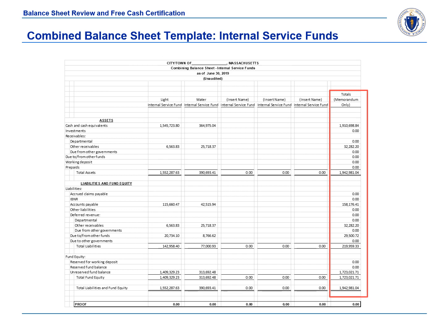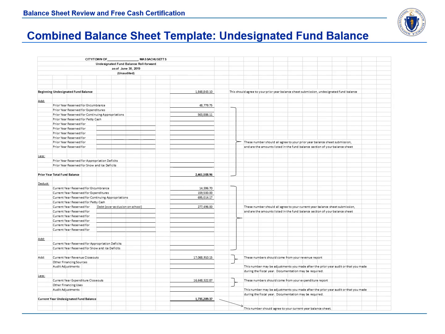This is an example of the Internal Service Fund Combining Balance Sheet. The total column for this balance sheet must carry forward to the combined balance sheet's Internal Service Fund column. This is the Undesignated Fund Balance Roll Forward that must be completed in the combined balance sheet template. The Bureau has provided instructions on this form for its completion.